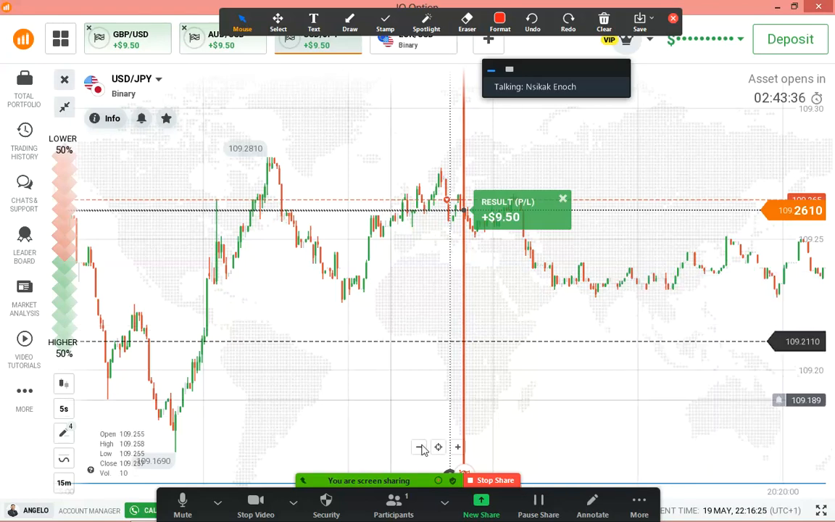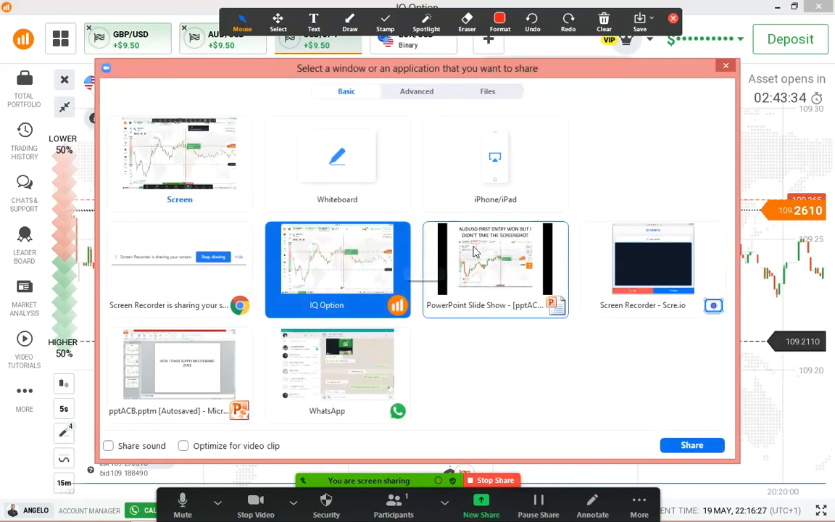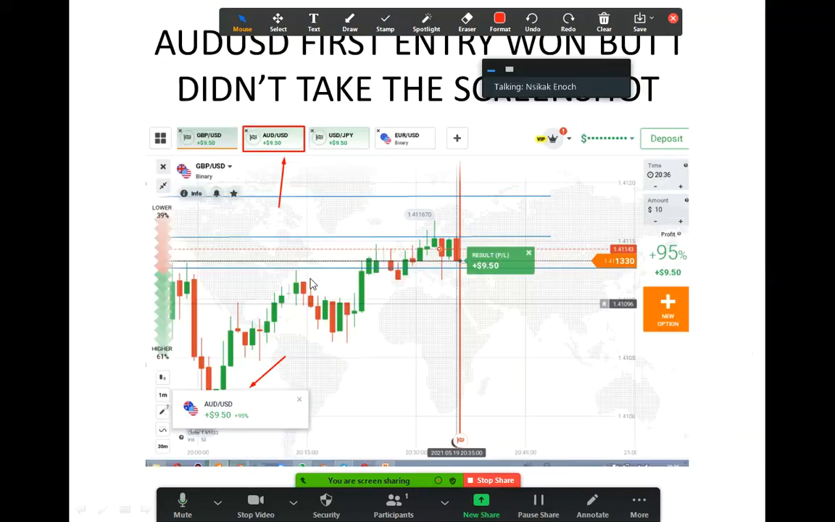So follow the conditions before you enter the trade. Don't trade blindly. Observe the conditions, go through all the conditions, and make sure that the conditions meet up with the trading strategy you want to use.